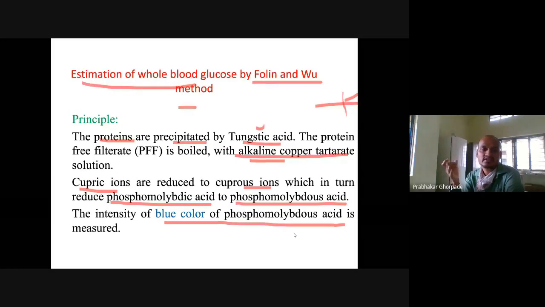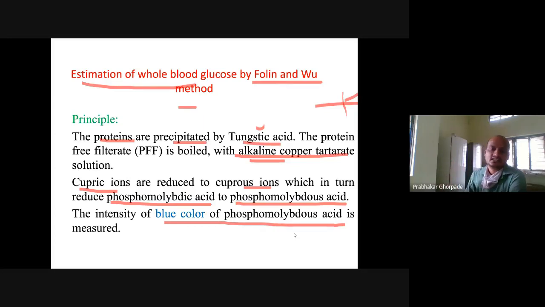What is happening? The cupric ion is reduced to the cuprous ion, and then this cuprous ion reduces phosphomolybdic acid. In this reaction we are using phosphomolybdic acid as one of the reagents. It gets converted into phosphomolybdous acid, and then the intensity of the blue color of this phosphomolybdous acid is measured. Phosphomolybdous acid has a blue color, so basically it all boils down to this blue color. This blue color intensity we have to measure.